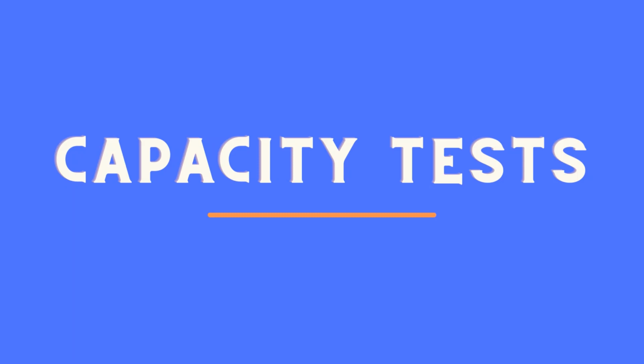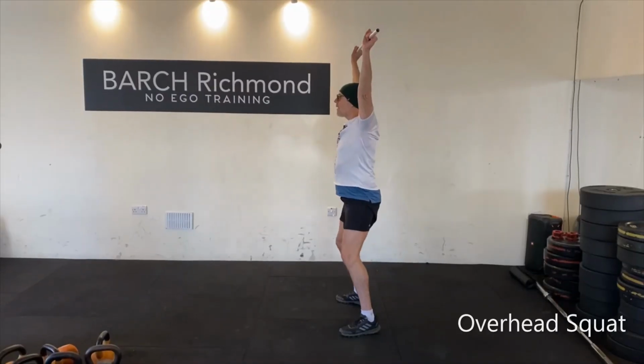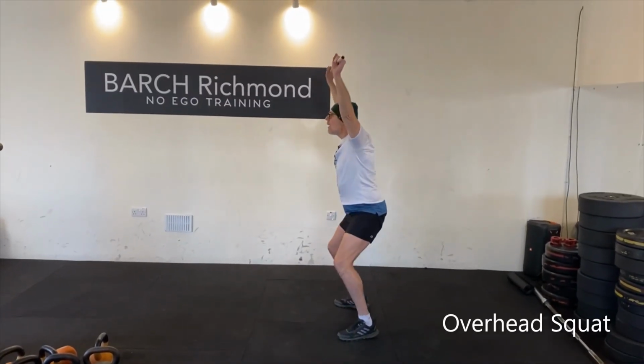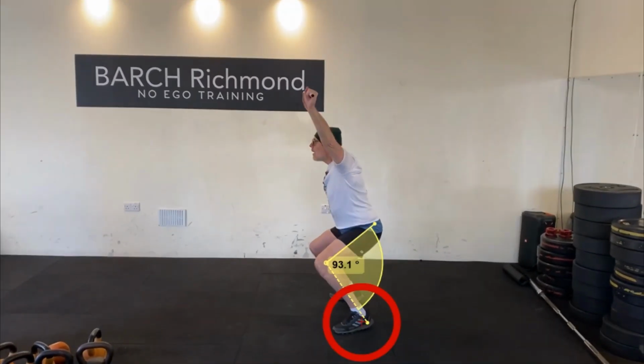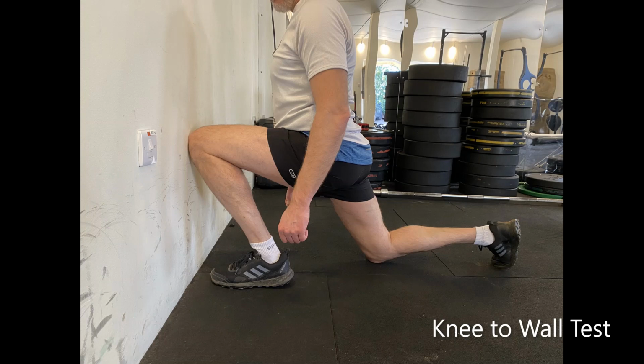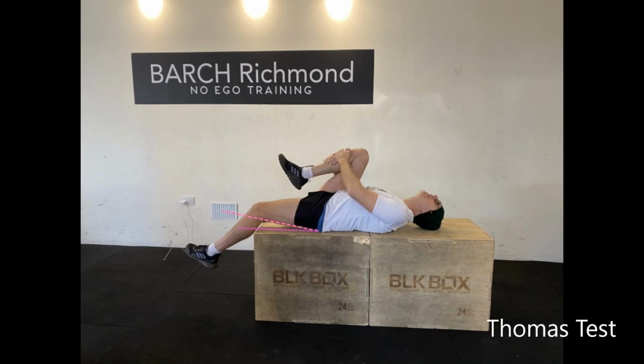Firstly, we conducted some capacity tests to identify if this was a skill or capacity issue. We first performed an overhead squat, and the athlete could not reach 90 degrees hip flexion. In addition, their heels started to raise off the floor. We then performed a knee to wall test and they did not reach an optimal range. We then conducted a Thomas test.